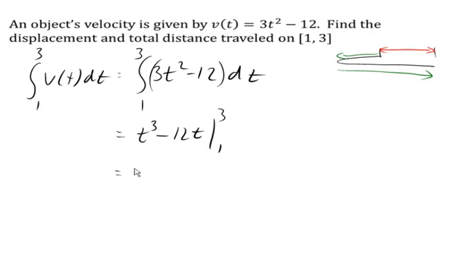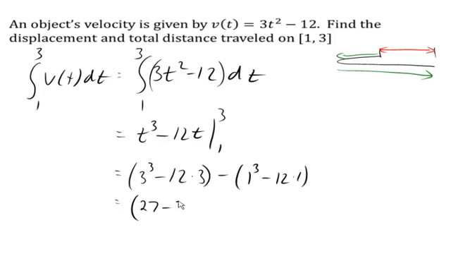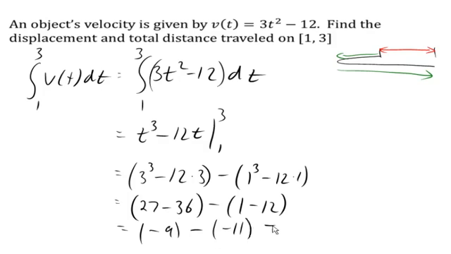So plugging in 3, and then plugging in 1, gives us 27 minus 36 here, and 1 minus 12 here. Alright, so that gives us negative 9 minus a negative 11, for a total of 2, again, feet or meters, depending upon what we're measuring in here. So the difference between where I start and where I end is 2 feet or meters.